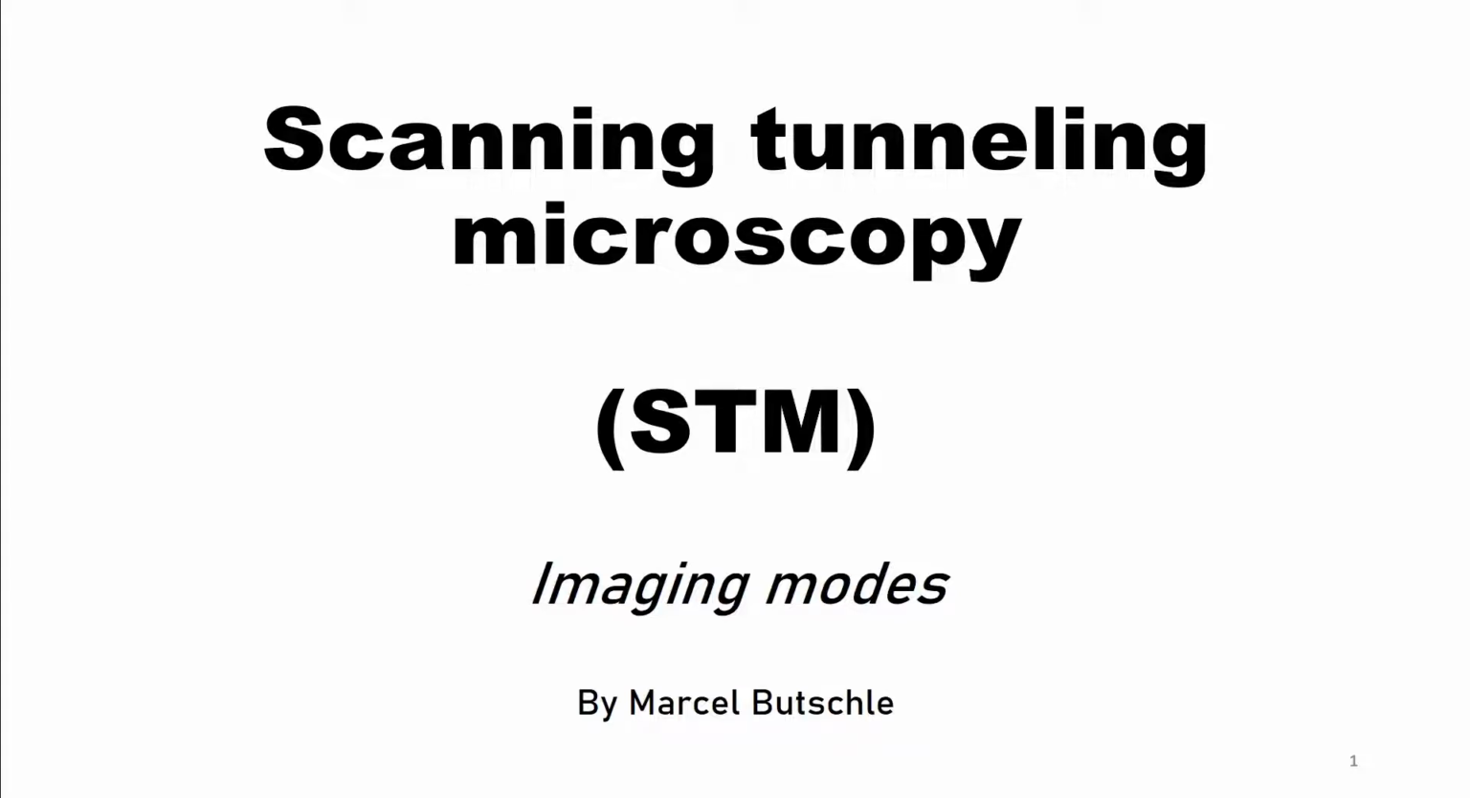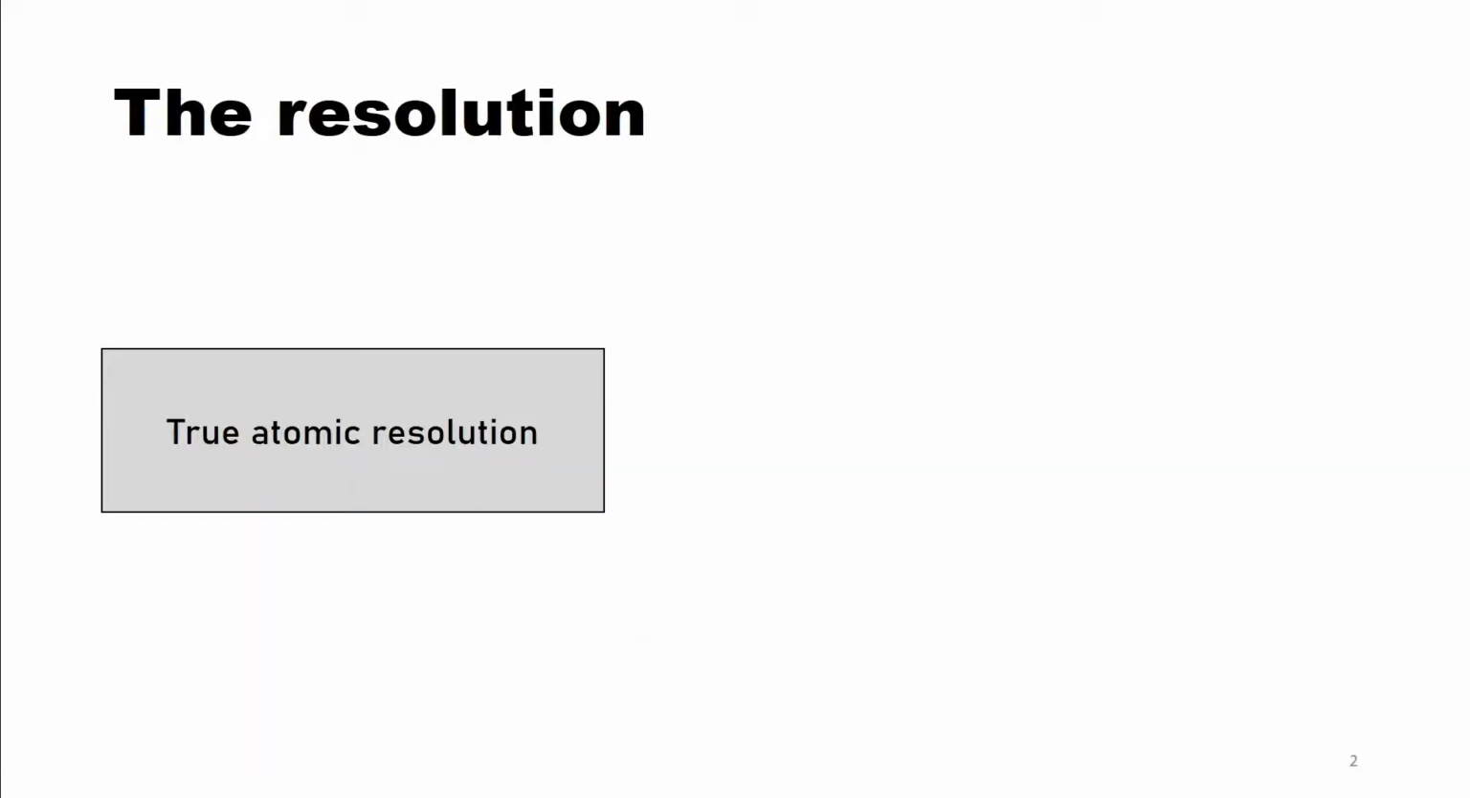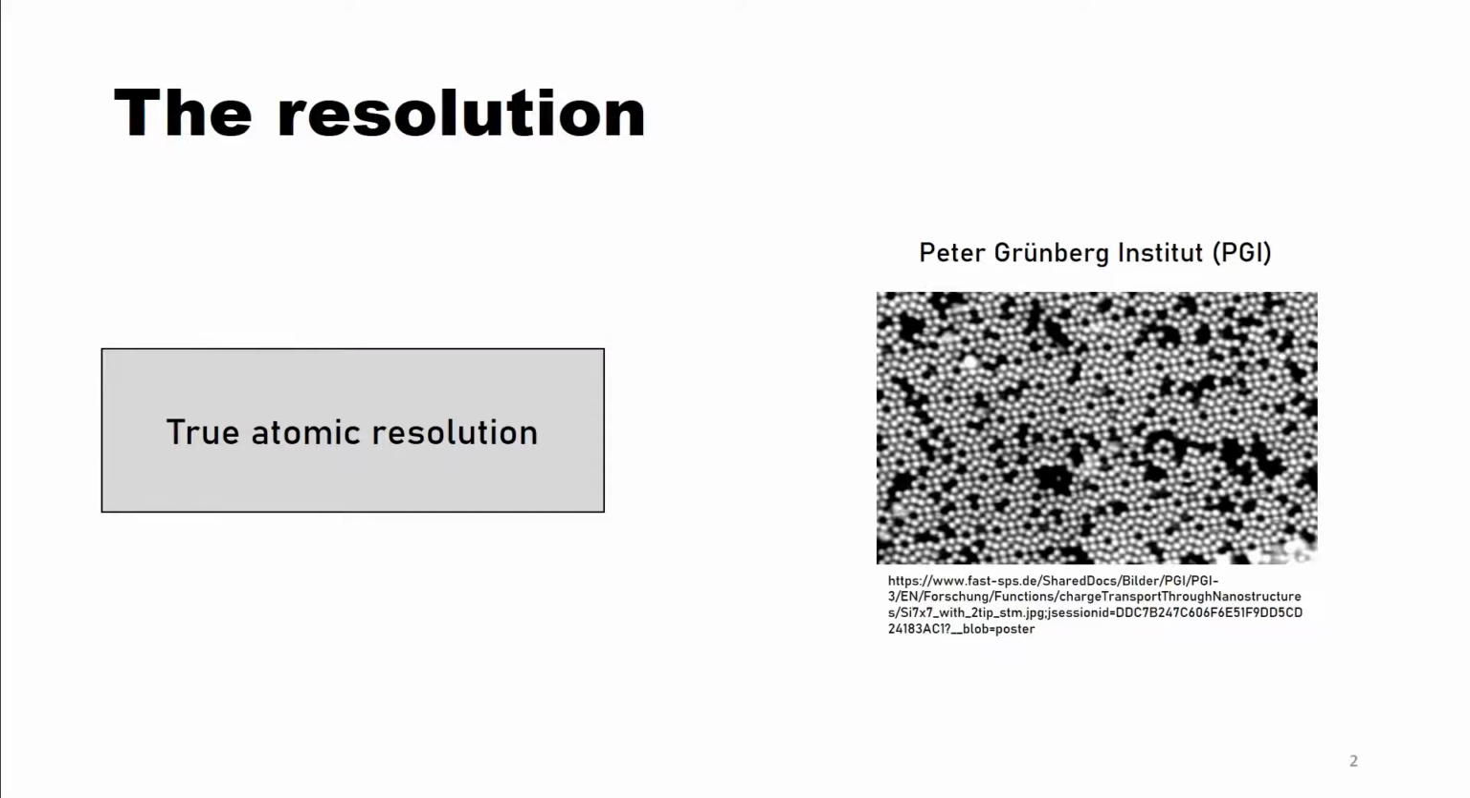This video is about how we obtain information or images with scanning tunneling microscopy. I think it is fair to say that scanning tunneling microscopy is one of the most advanced microscopy techniques with true atomic resolution. That means you even see point defects and differences from atom to atom, which is extremely awesome.